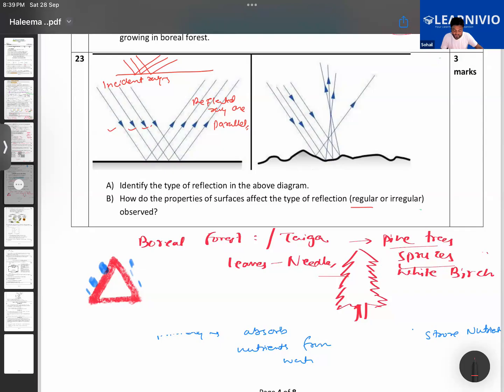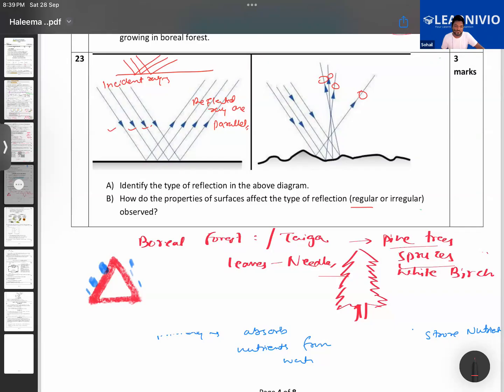But in the second case, are the reflected rays parallel? Whenever the incident rays fall on a rough surface, the reflected rays do not go parallel. They can go in any random direction. So the second one is an irregular reflection. The question is, how do the properties of surfaces affect the type of reflection that is observed? It's a simple question. Think of this and answer it.